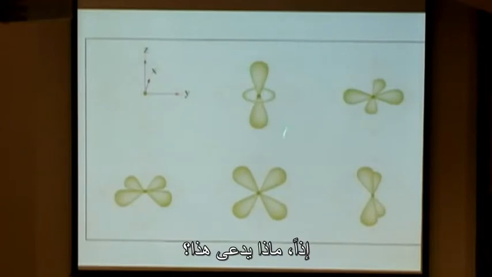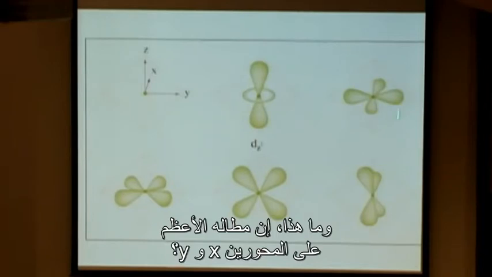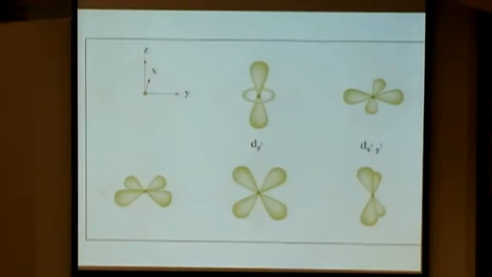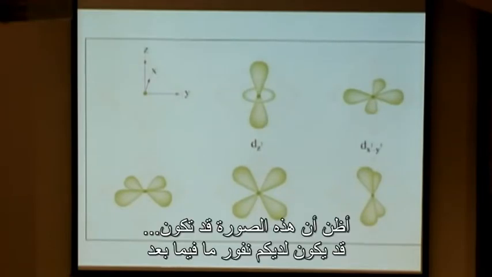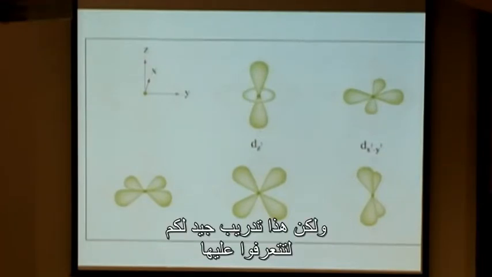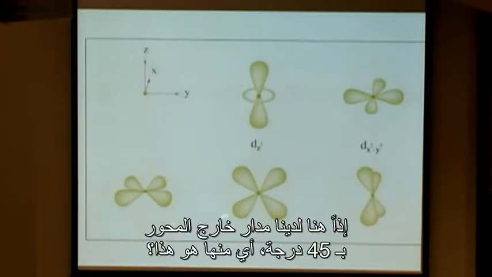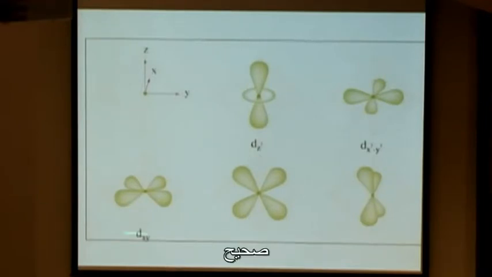So what is this one called? dz squared. What is this one? Its maximum amplitude is along x and y. dx squared minus y squared. I think this picture might have a somewhat different version later on, but this is just good practice for you in recognizing them. So here we have one 45 degrees off axis. Which one is this? Yep. And this one over here. Yep, dyz. And this last one here. Yep, we have the dxz.